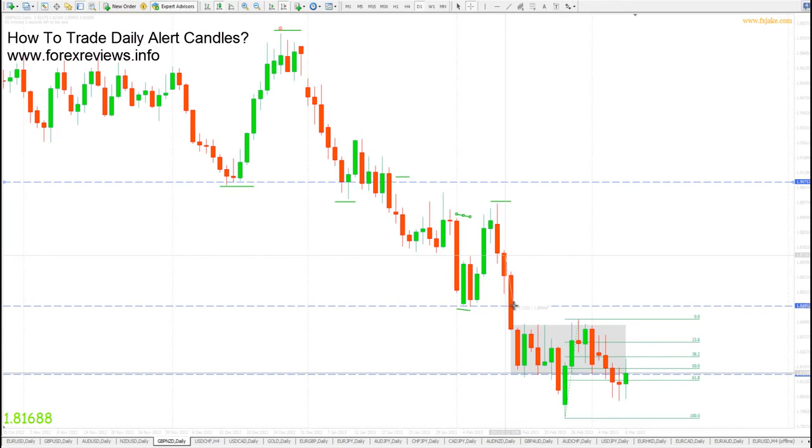Sometimes in certain circumstances, because you saw that it's supported there, you might want to just get out there. But if you're following our alert candle system, you actually would have gotten more. You would have actually gone all the way down to here, which closed at 380 pips there.